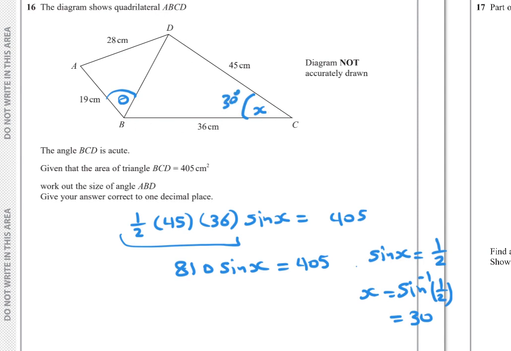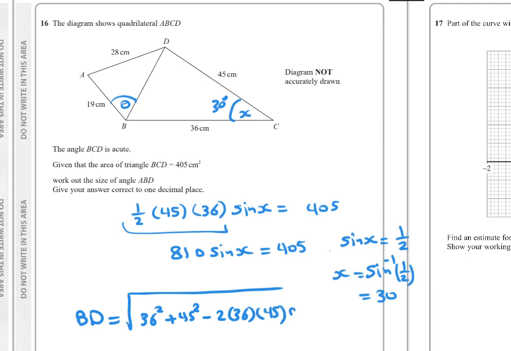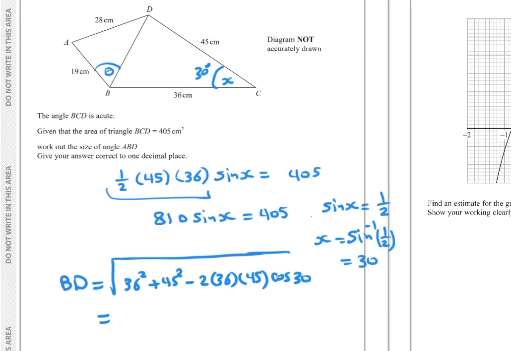If you have 2 sides and the included angle, then you can find this side. You can find side BD using the cosine rule. So BD equals square root of 36 squared plus 45 squared minus 2 times 36 times 45 cosine 30, which equals 22.7 to 3 significant figures.